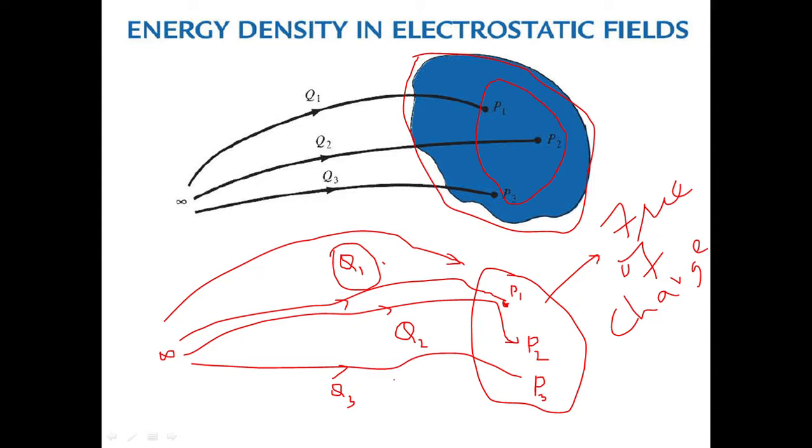Next, while getting Q3 to this point P3 from infinity, we have to do more work because there are already two charges here. So in the presence of these two charges, we are getting the third charge. These two charges might oppose this third charge, right? So the work done will be different. Now we'll see what are the equations.